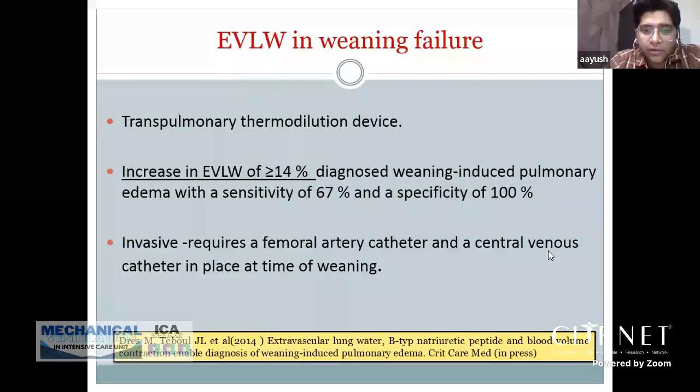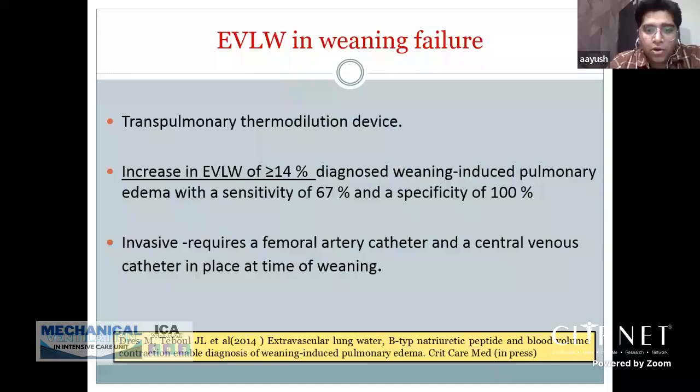A word about extravascular lung water to diagnose weaning failure. Although we do not use it routinely, it requires the use of a transpulmonary thermodilation device. So even at the end, when you're weaning the patient, you will require to monitor them with the help of a femoral artery catheter and a central venous catheter at the time of weaning.